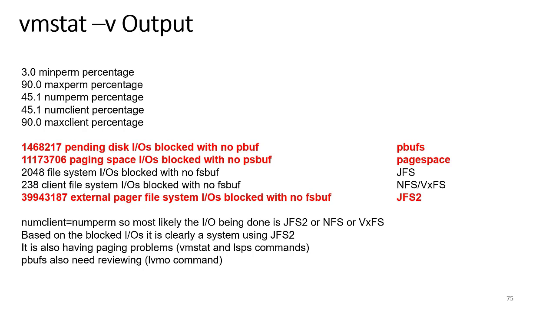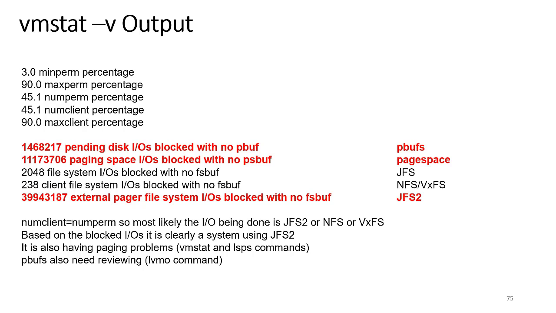The pbufs I cover in my IO presentation, but those are fixed using the lvmo command, and you add more pbufs to the specific volume group that has a problem. Page space buffers, there's only a couple of ways to fix them. One is to add additional page spaces that are the same size. The other is to increase the size of the page spaces and shut down the system and reboot.